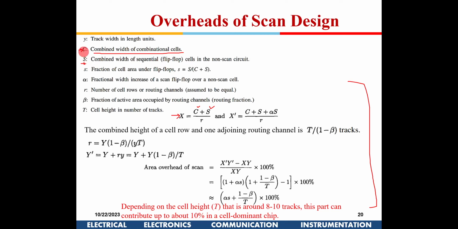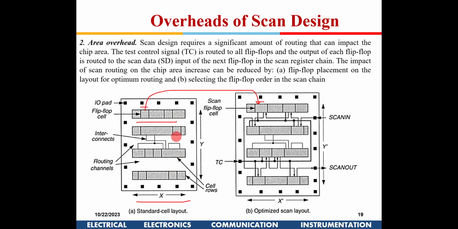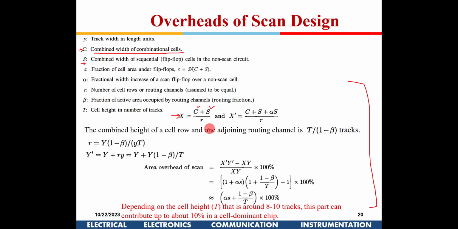So this is the combined width, and you have C, and then they are placed one above the other in R rows. So you divide by R, then you get the total width of the chip. Is this calculation okay with all of you? Yes, sir.